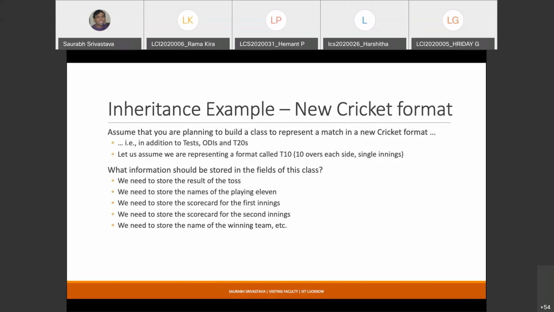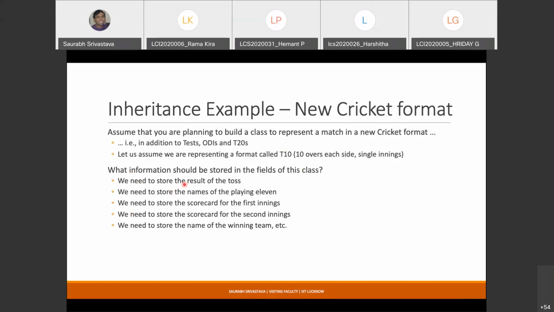But let us say you want to represent this new format. It's called T10, which means that there will be 10 overs for each side. Don't worry about these details basically. Okay. So now one way to look at this is, as I said, the monolithic approach, where you say, okay, everything that I want to represent, everything that I want to store, should be a part of this class. So I write things like this.